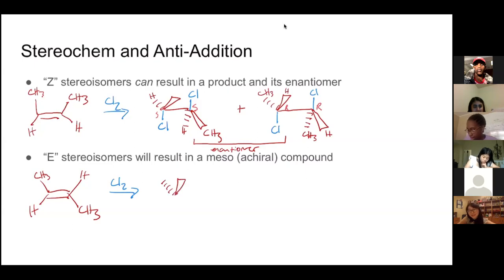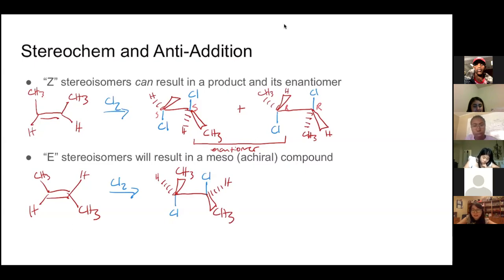And this is our product that we get. It ends up being meso. So again, we have one chlorine facing up and one chlorine facing down.